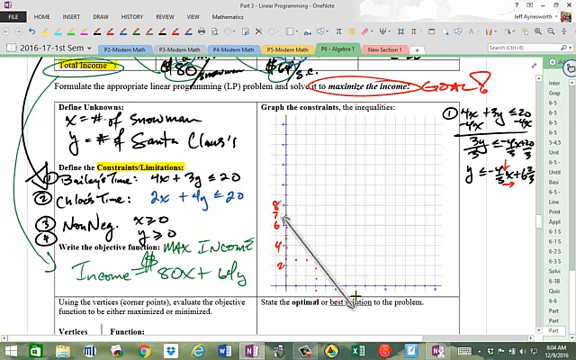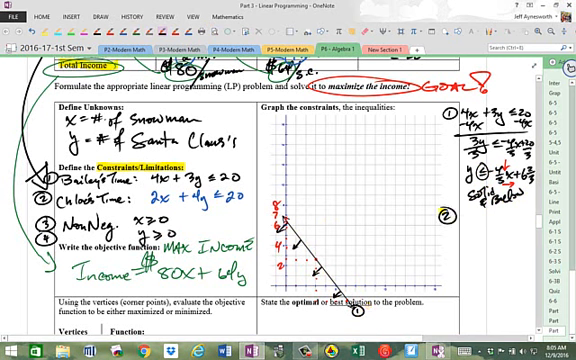There we go. Now I see right here that it's less than or equal to, so it's solid and below. So we're going to graph below. We're going to label this number 1, okay?